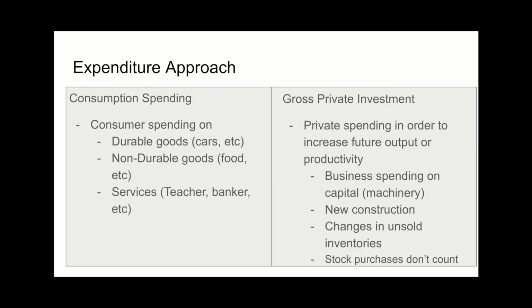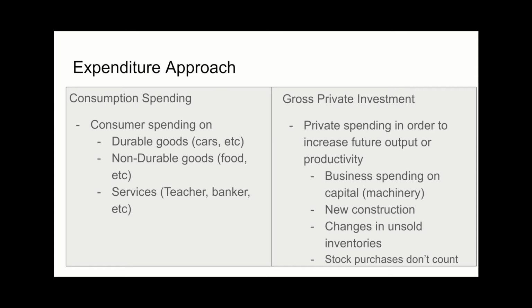Okay. Consumption spending. This is consumer spending on durable goods, things like a car, your TV, a video game system, a phone. These are things that we're expecting to last upwards of 3 years. That's going to be our durable goods. Non-durable goods would be things like food and paper towels and toilet paper, things like that. Things you don't expect to last very long.